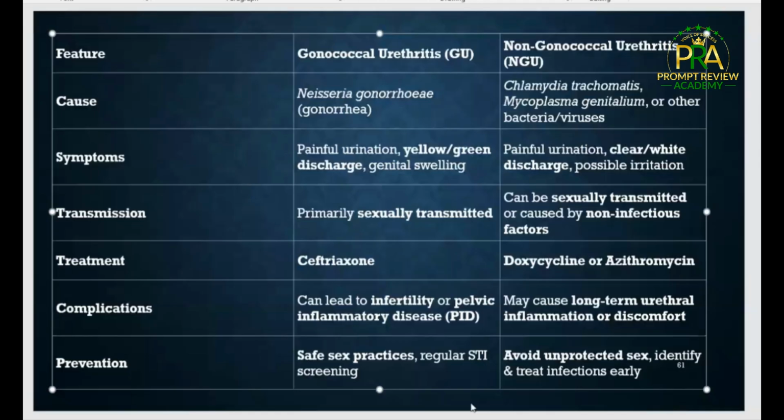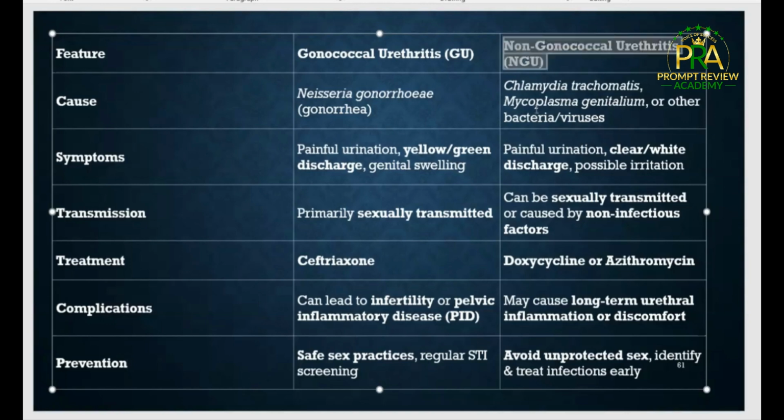Gonococcal urethritis, from the word gonococcal. Gonococcal means gonorrhea. So gonococcal urethritis means that it is caused by gonorrhea. That is the buzzword. So when you see gonococcal urethritis in the exam, this is that UTI. Remember we were describing when the person is less than 35 years, when they are greater than 35 years. So gonococcal urethritis shows that it is caused by gonorrhea, that Neisseria gonorrhea.